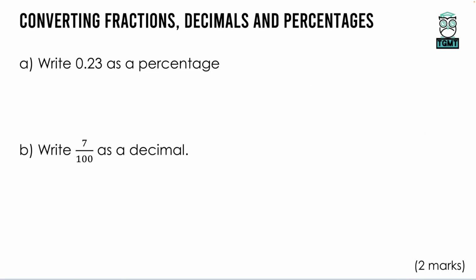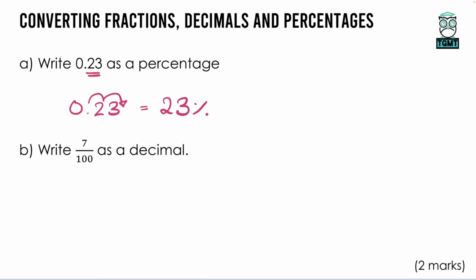Onto some converting fractions, decimals and percentages. We're going to write 0.23 as a percentage. Now any decimal can be converted into a percentage if you just multiply it by 100. However, I'd hope that you could recognise this percentage here, but of course multiplying by 100 would jump the decimal 2 jumps and it would just become 23%.